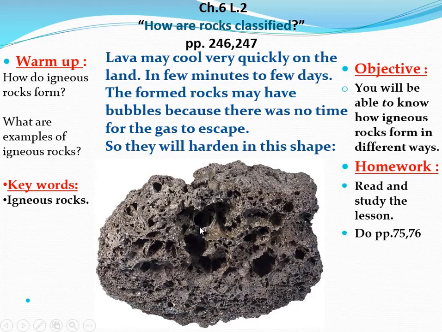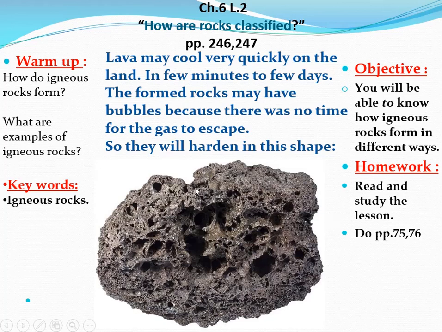And when it cools down very fast, these gas bubbles or air bubbles will not have time to go out. So when it cools down, it has balloons or bubbles of gas inside it. It will look like a sponge when it hardens. Why? Because we already had air bubbles inside, and the air didn't have time to go out. So it will get hard while I have gas inside.